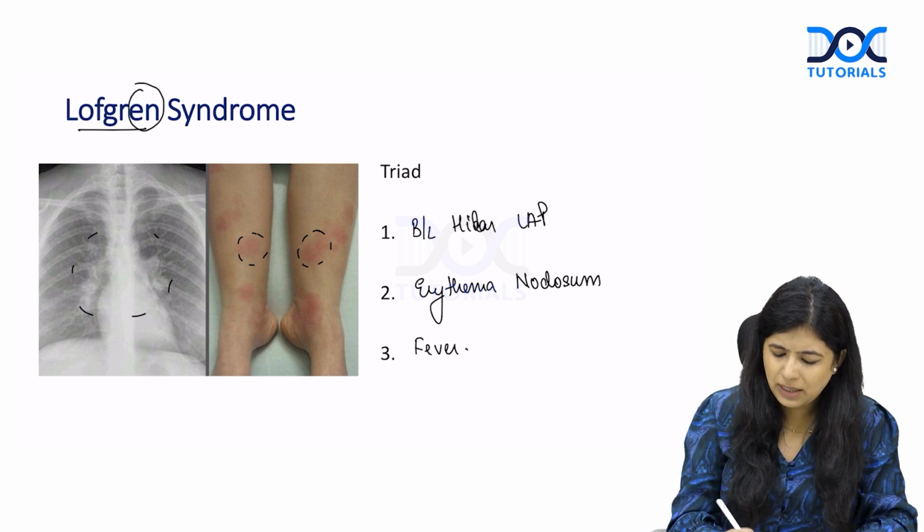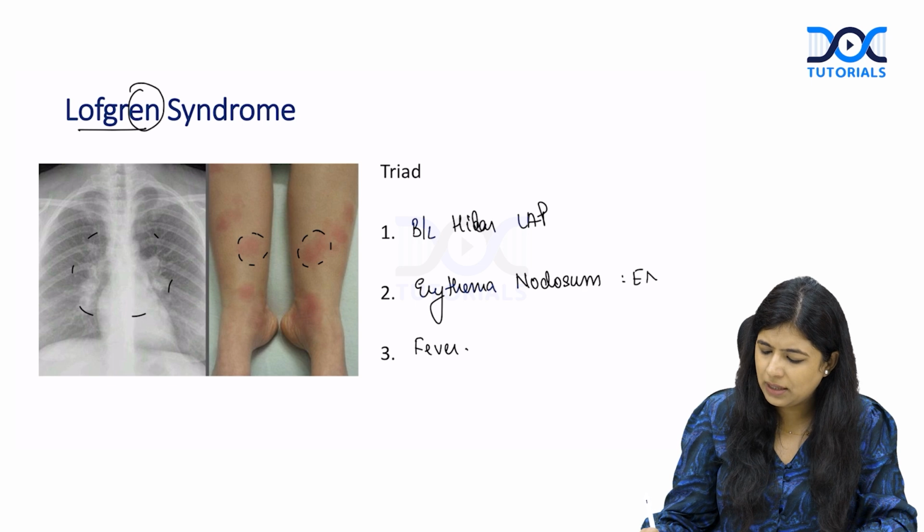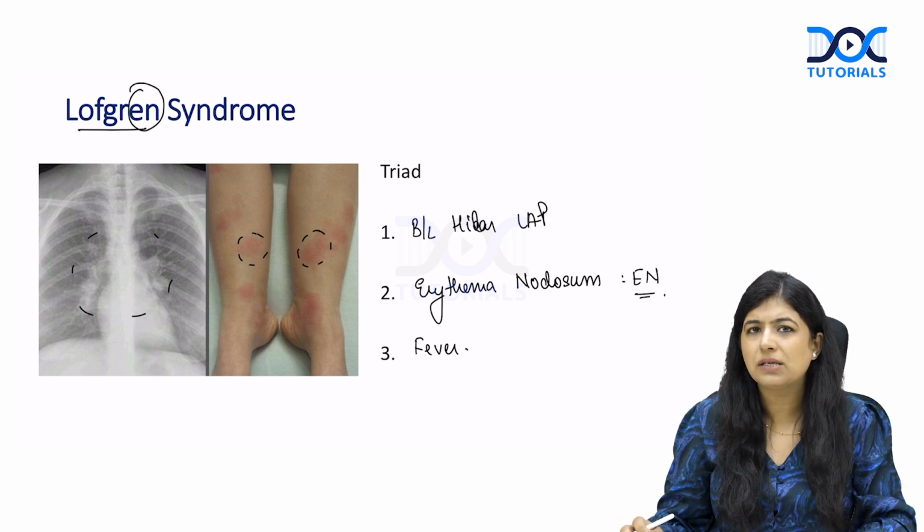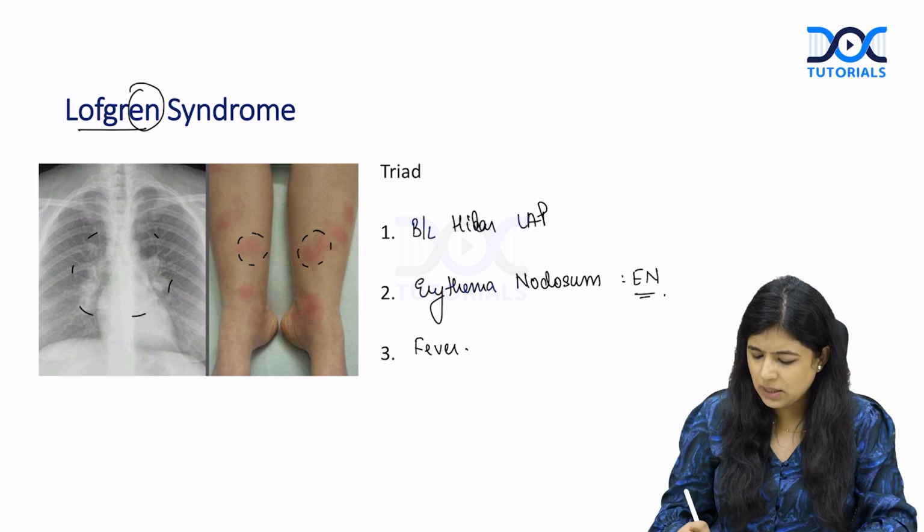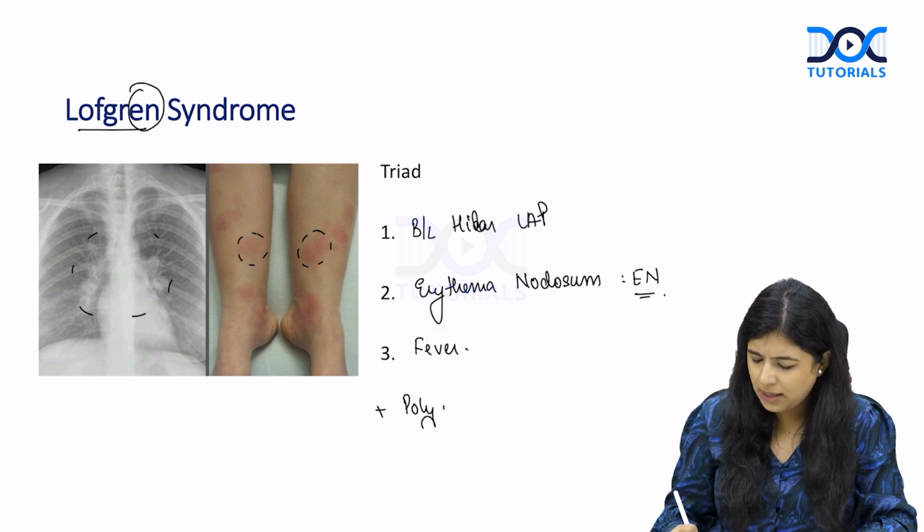Remember, the EN in Lofgren is the EN in erythema nodosum. So Lofgren syndrome is associated with erythema nodosum. Along with this, the patient may also have polyarthritis.